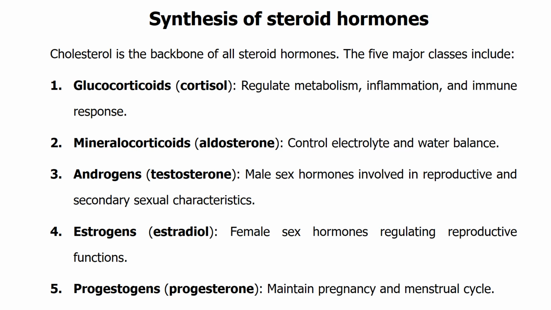Androgens, an example is testosterone, mediate the male sex characteristics, which is involved in reproduction and secondary sexual characteristics. Estrogens, exemplified by estradiol, which are the female sex hormones regulating reproductive functions, and progestogens, exemplified again by progesterone, which maintains pregnancy and the menstrual cycle.